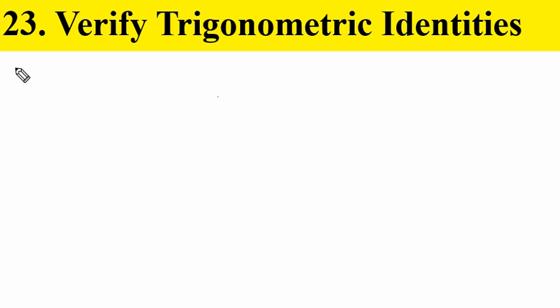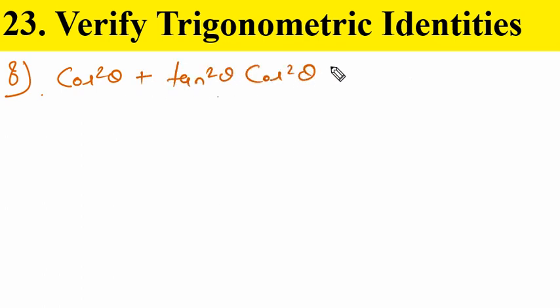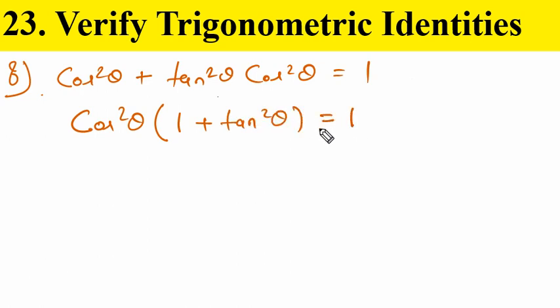So the first question of this topic: cos square theta plus tan square theta cos square theta is equal to 1. So I need to make the left side equal to the right hand side. I will apply the trigonometric identity on this one. Let's do that. Cos square theta is a common factor, take it out. 1 is remaining here plus tan square theta remaining here, equal 1.